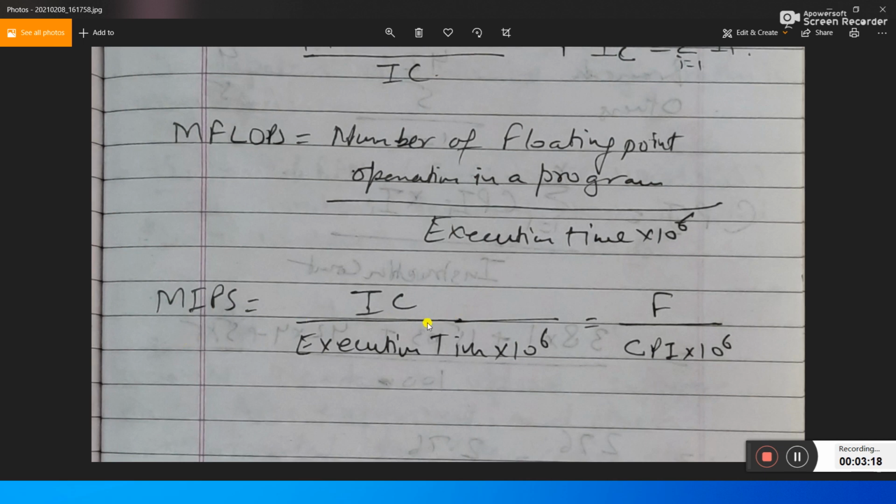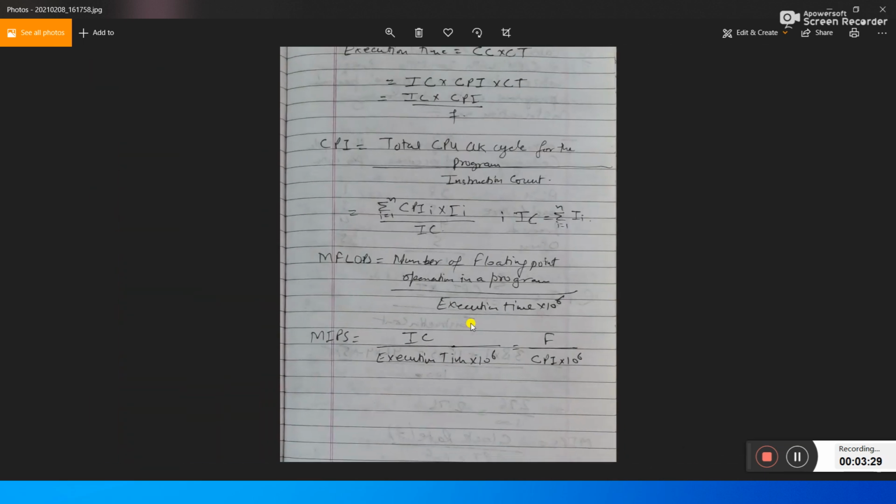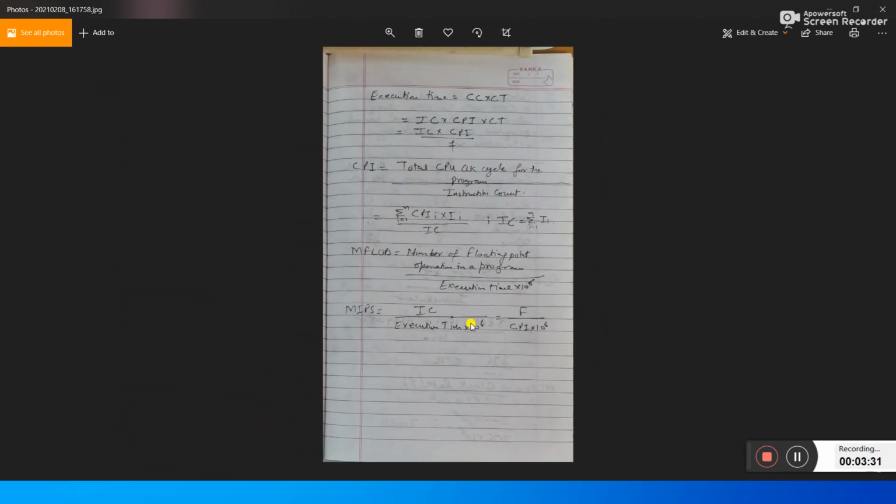MIPS is instruction count divided by execution time into 10 raised to the power 6. Since execution time is IC multiplied by CPI multiplied by 1 by f, this gives the clock rate divided by CPI multiplied by 10 raised to the power 6. So it provides me the MIPS.